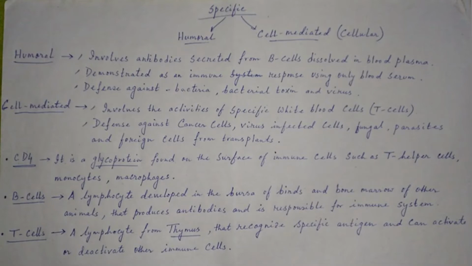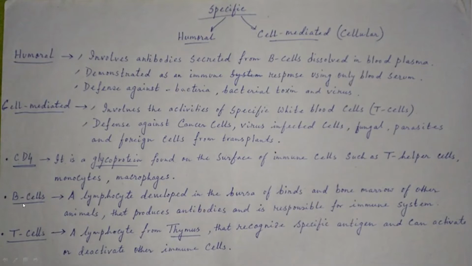Now we will learn some terminologies. For that, first we need to know what is CD4. It is the name of a protein, a glycoprotein found on the surface of immune cells such as T helper cells, monocytes, macrophages, etc.